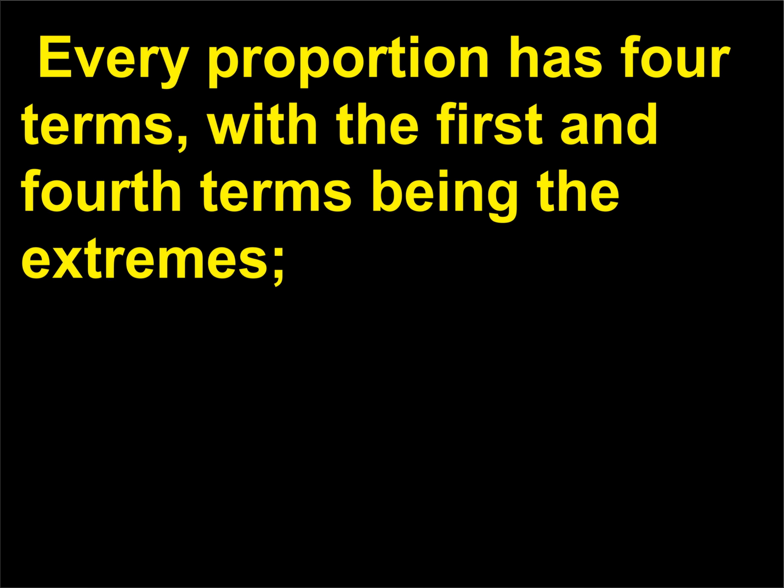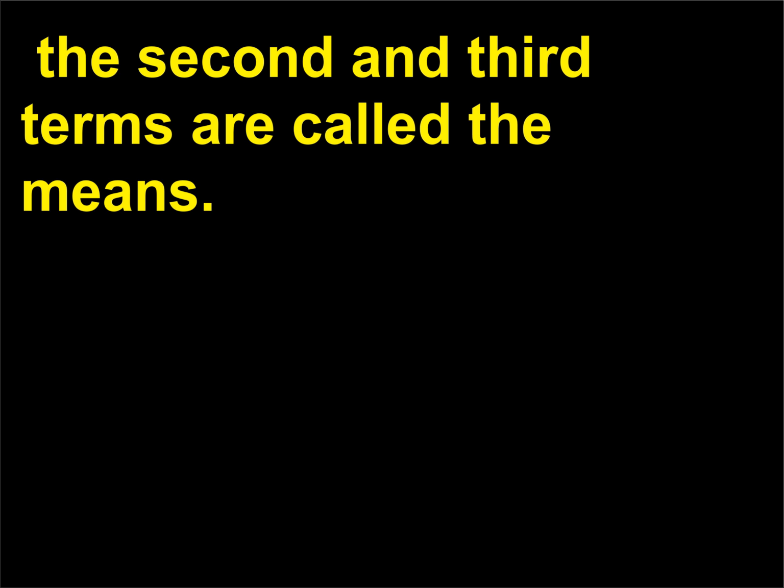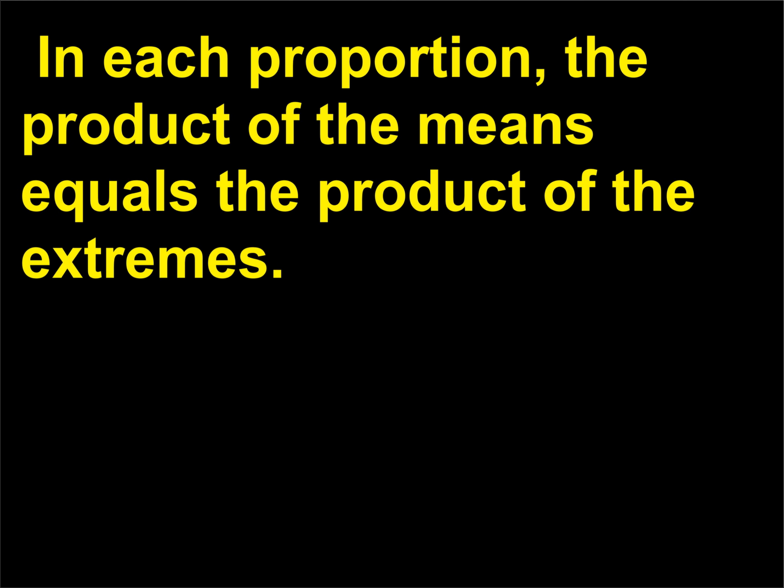Every proportion has four terms, with the first and fourth terms being the extremes. The second and third terms are called the means. In each proportion, the product of the means equals the product of the extremes.